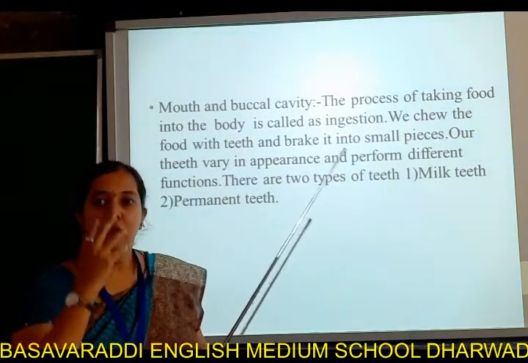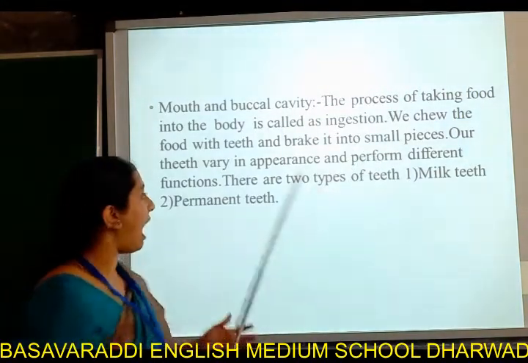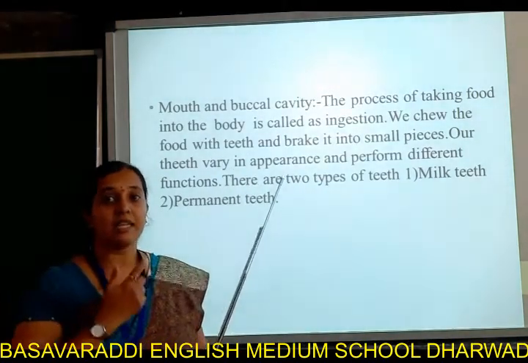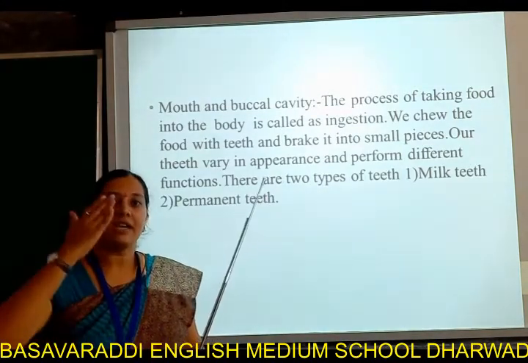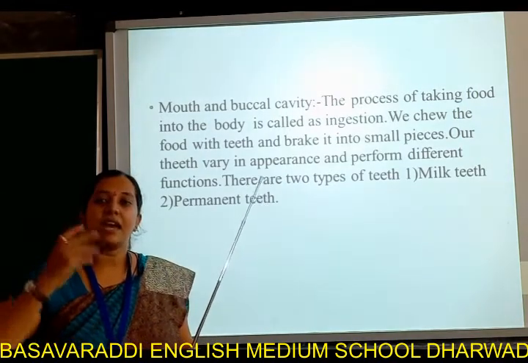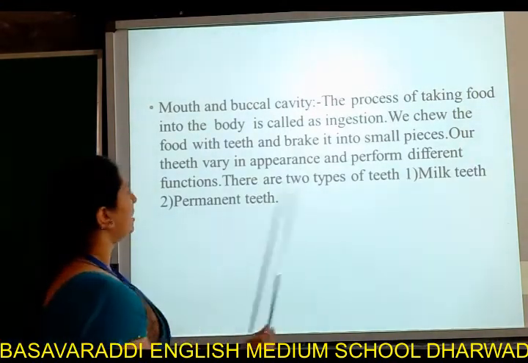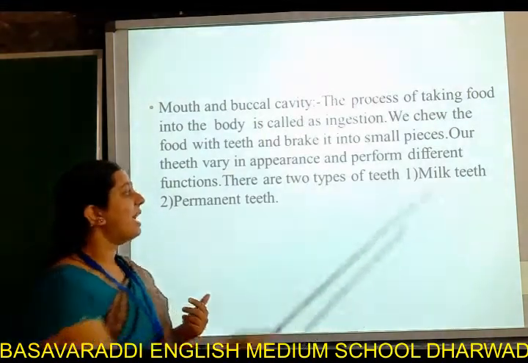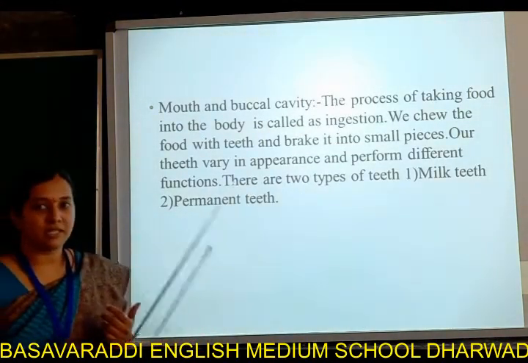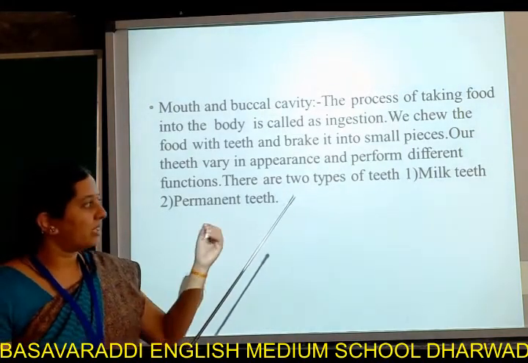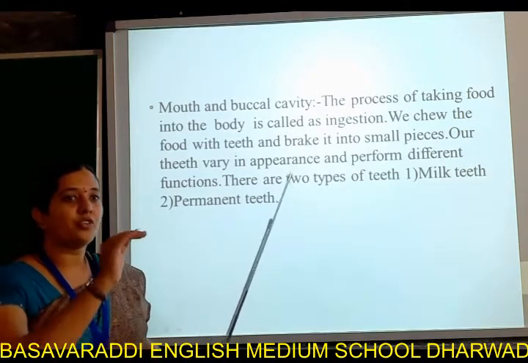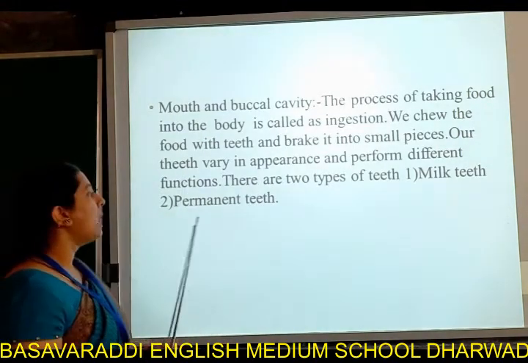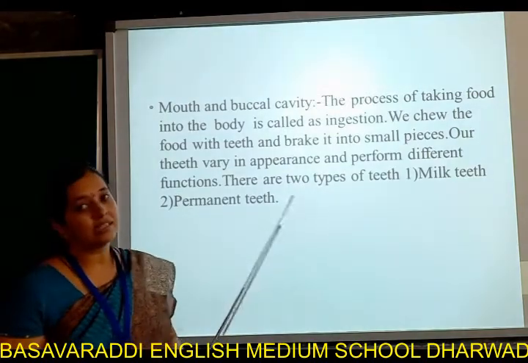Now you are chewing, so for chewing what is helpful? Our teeth. Our teeth vary in appearance, and as they differ in appearance, their functions also differ. There are 2 types of teeth in human life: the first is milk teeth and the next is permanent teeth. You will have milk teeth from the age of 2 to a maximum of 8. Then these milk teeth fall off and you will get the permanent teeth.